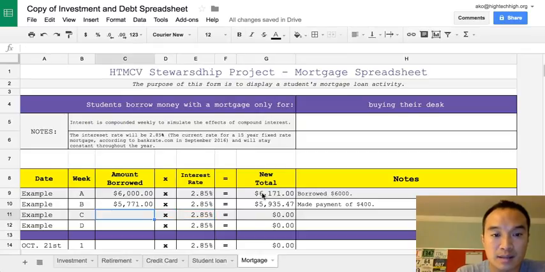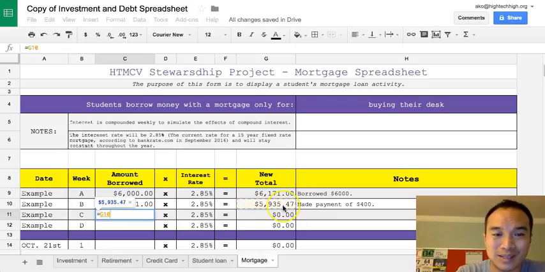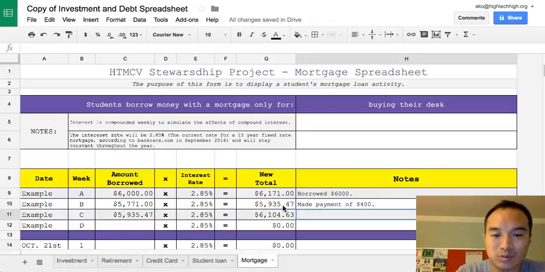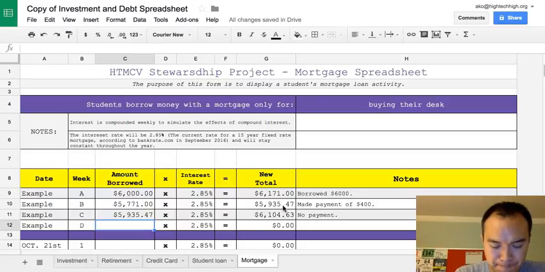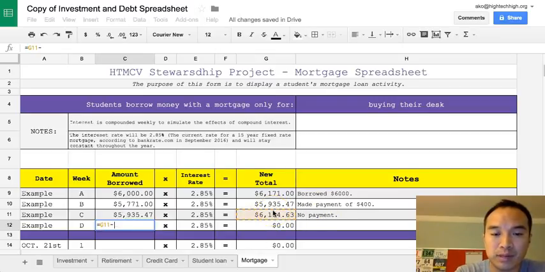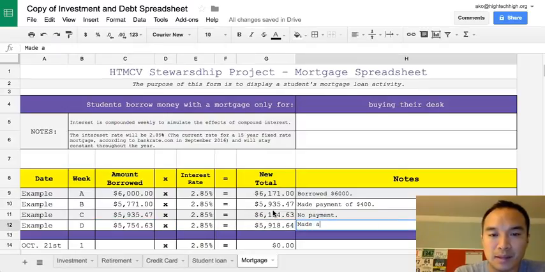And next is the third week. They didn't make any payments at all. So I'm just going like this, equals, take that, press enter, and then I'm going to write no payments. And finally, they made another payment of $350. So I'm going to equal sign here, minus $350, and write made a payment of $350.